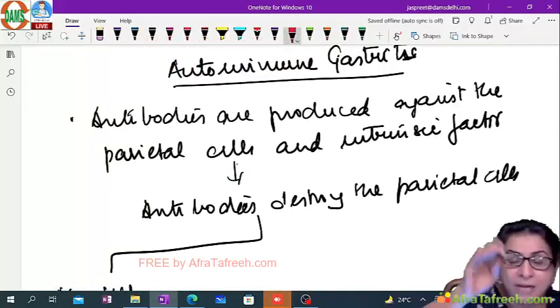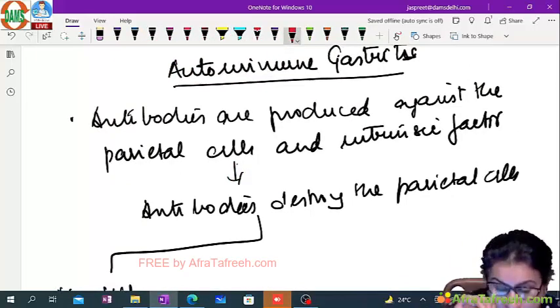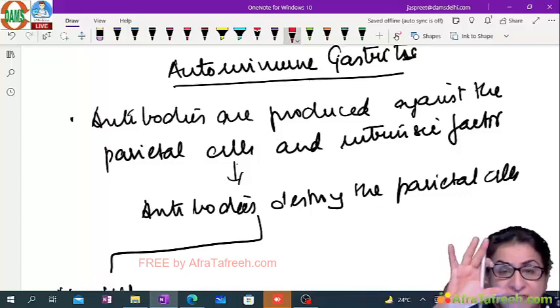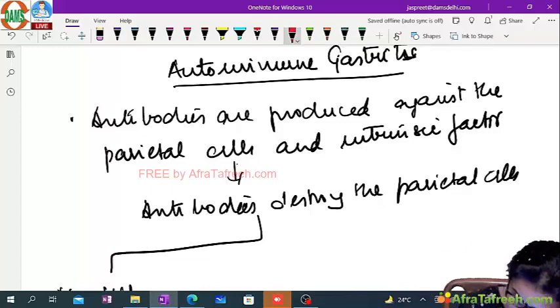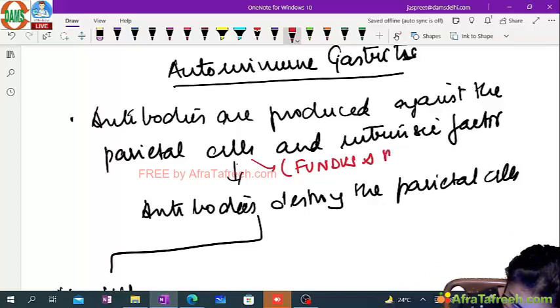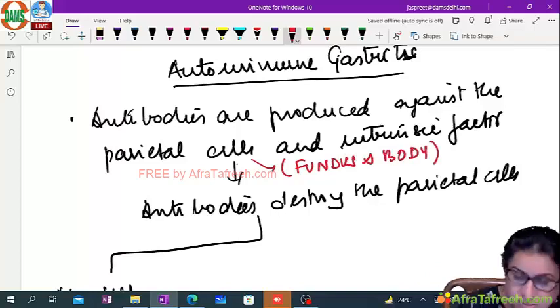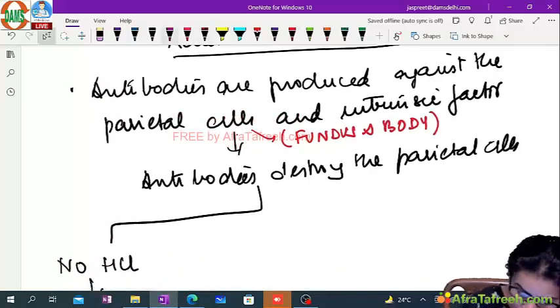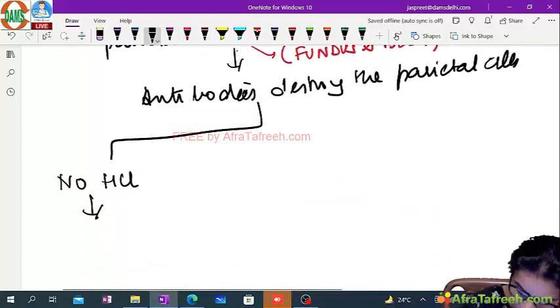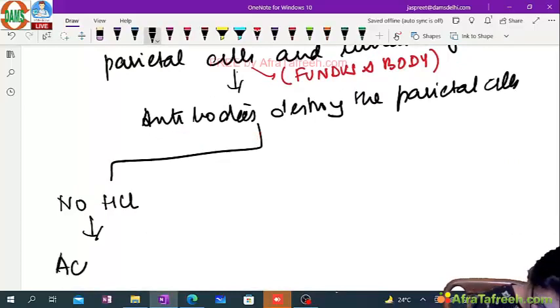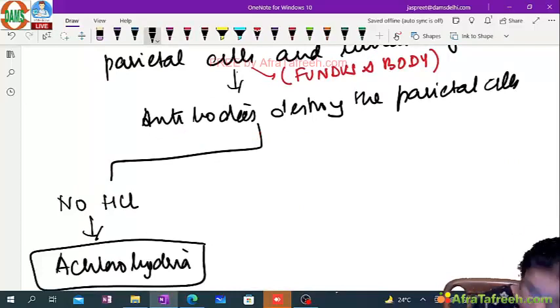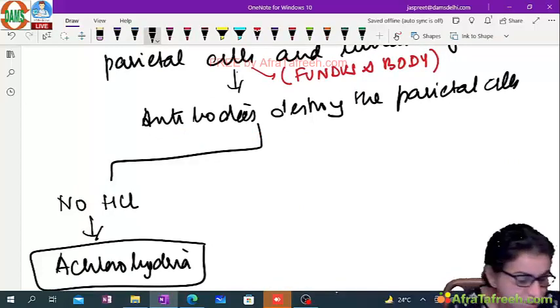And where are the parietal cells located? They are most abundant in the fundus and body of the stomach. So these antibodies destroy the parietal cells, so there is no hydrochloric acid. This produces achlorhydria. What does the term achlorhydria mean? Absence of hydrochloric acid. That is one.